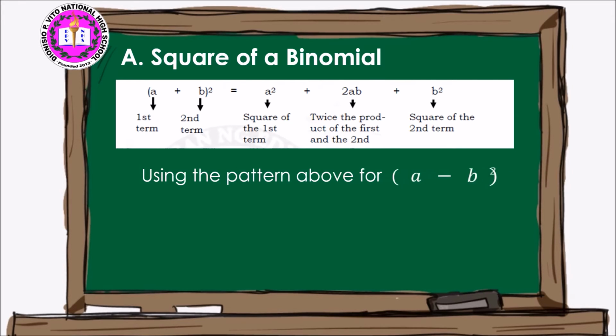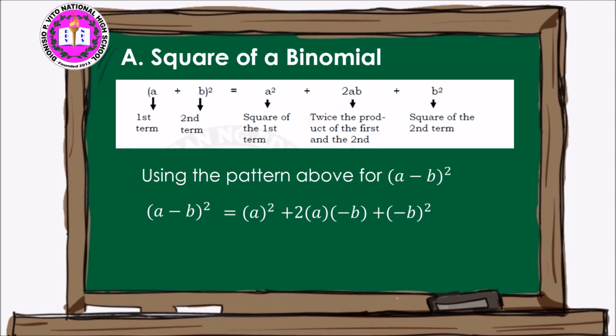So using the pattern above for a minus b squared, we have a minus b squared is equal to a squared, which is the square of the first term. Then we have twice the product of the first and the second. Our first term is a and our second term is negative b. Therefore, we have positive 2 times a times negative b. Then we have the square of the second term, which is negative b squared.